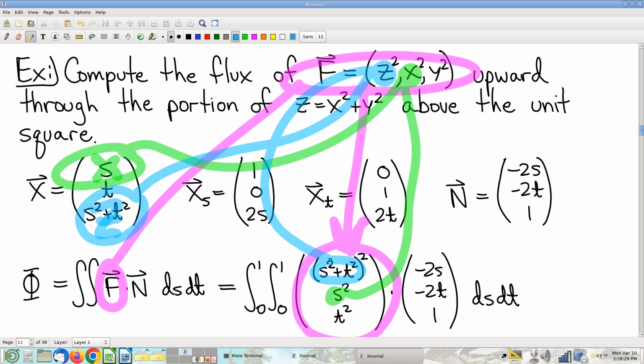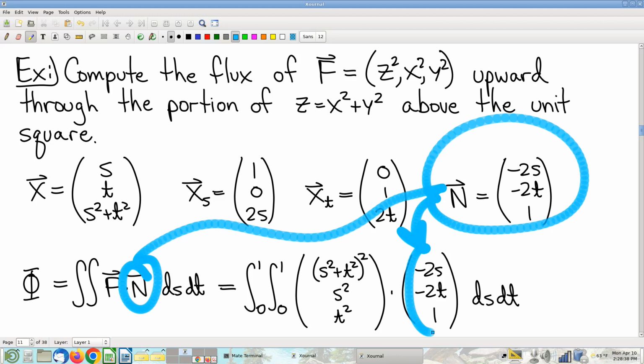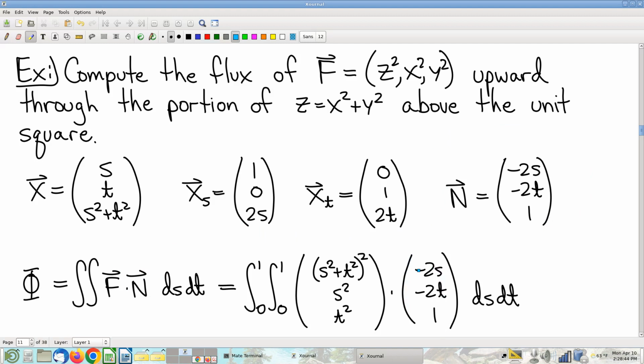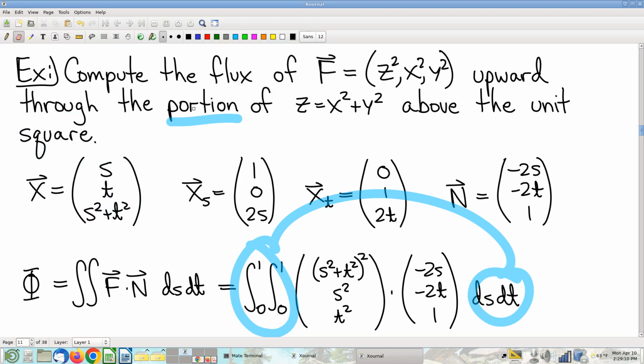Everybody happy? Okay. Then, of course, our N vector, we just computed here. That's just a recopy. And we're in business. One other thing we should talk about. We're looking at just a portion of the surface, specifically the portion sitting over the unit square. That means we're looking at the portion of this surface where x and y range between 0 and 1. Don't forget that x and y are s and t. So that means that s and t range between 0 and 1 also. Is everybody happy with that? Okay, cool.